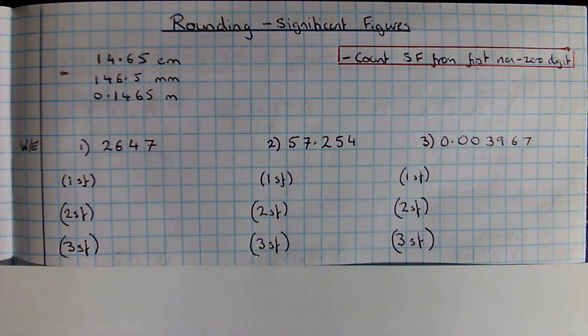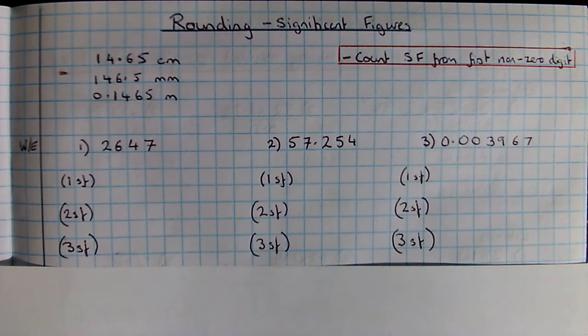Okay, hopefully you're now feeling pretty confident with rounding to decimal places. Now, more often than not in GCSE, they'll ask you to round instead to significant figures, and if you've got a complex calculator question, they'll often tell you to give your answer to 3 significant figures. Now, the reason why we use significant figures is because of this.